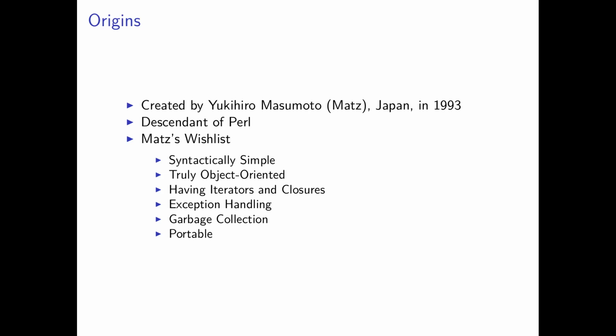He wanted something that was extremely simple in syntax. It was truly object-oriented, as in everything is an object, with all the object-oriented principles. He wanted to have iterators and closures, iterators being from the concept of the imperative world, as well as closures from functional programming. He wanted to have exception handling, garbage collection, and overall he wanted this to be extremely portable.